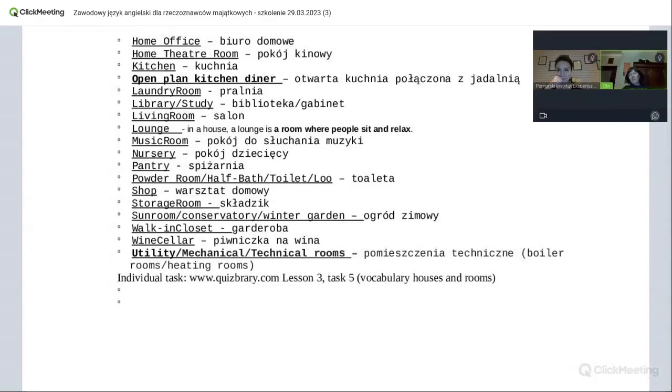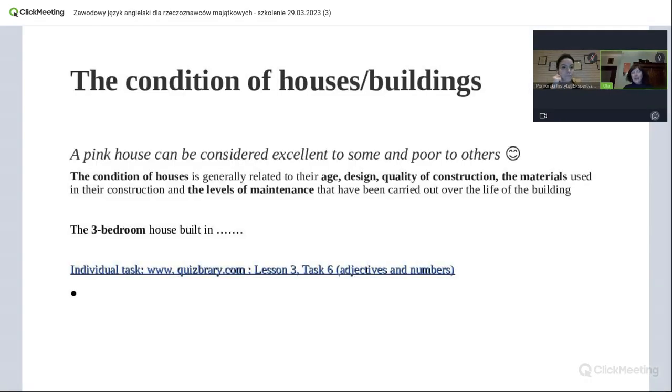I see. Well, this cannot be too difficult then. So that's good. And we can continue. And we come to the condition of houses and buildings. So, you know, some people say that a pink house can be considered excellent to some and poor to others. Of course, the condition of houses relates to the age, design, quality of construction and materials, and the levels of maintenance. So what is the condition of the house, right?